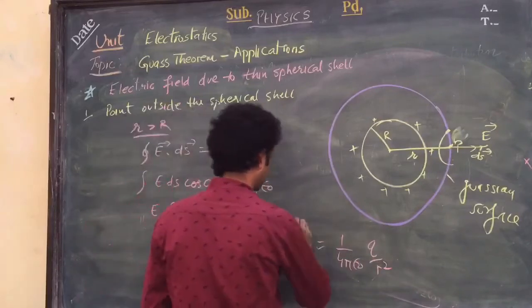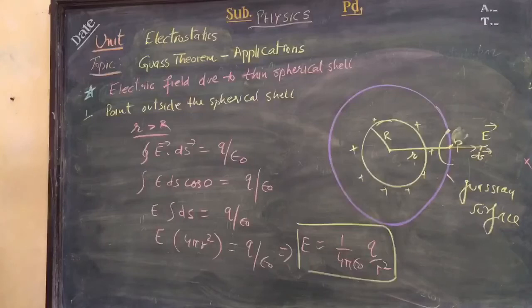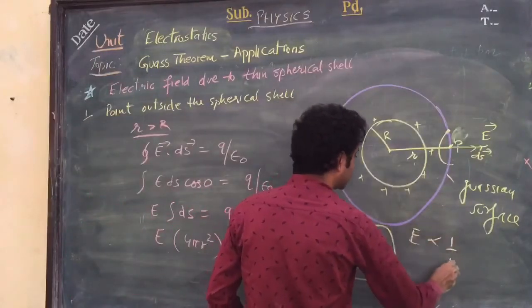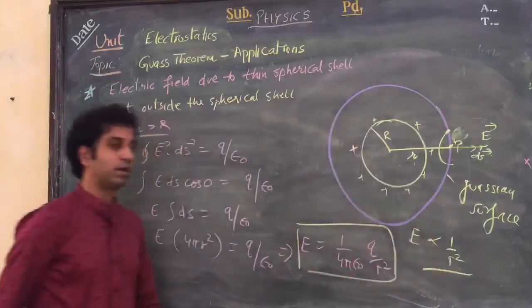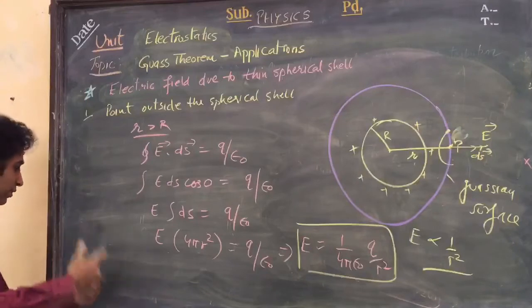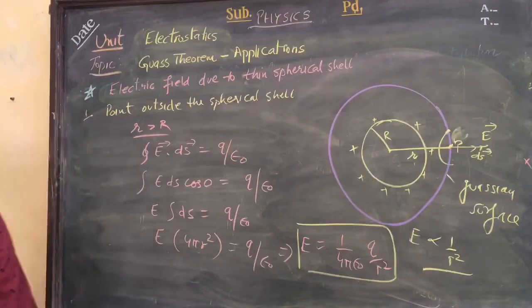So this is the first relation for electric field intensity when the point lies outside, and the main thing is that E is inversely proportional to r square, the distance of the observation point. So this is the first case, if the point of observation lies outside the shell.